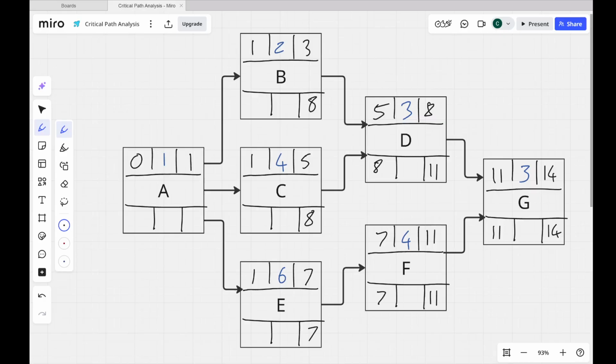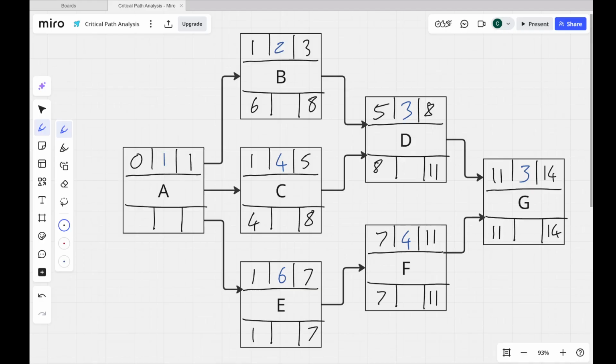So doing the same thing again. So for B, 8 subtract 2 gives me the latest start for B of day 6. For C, 8 minus 4 gives me a latest start of 4. And E, 7 minus 6 gives me a latest start of 1. So that tells me that B can start no later than day 6 and still deliver the project on time. If C starts any later than day 4, the project will be delayed. And if E starts any later than day 1, then the project will be delayed.